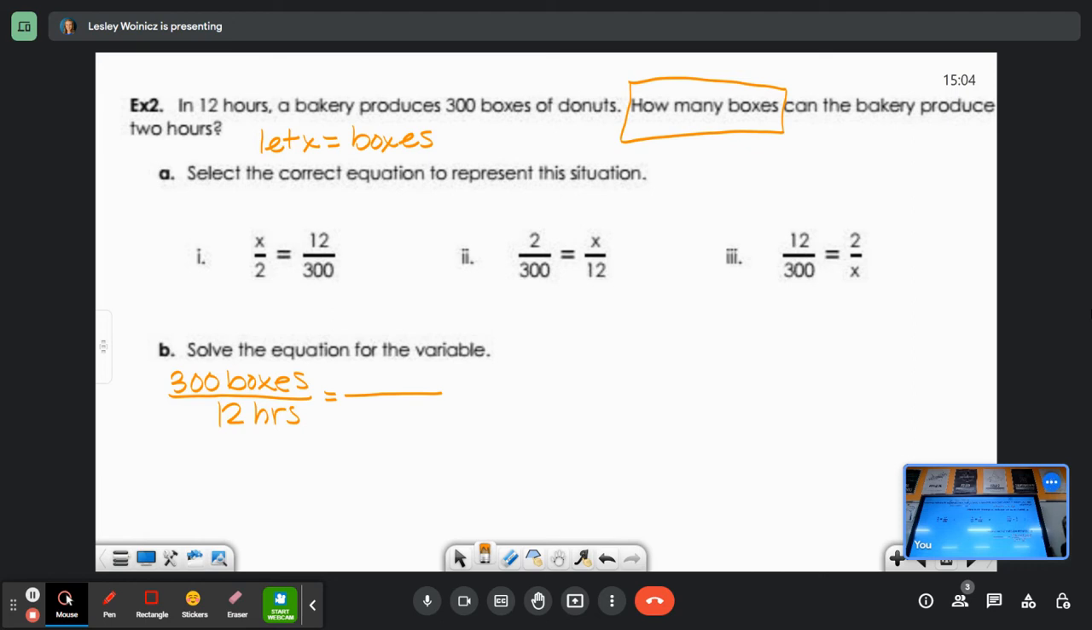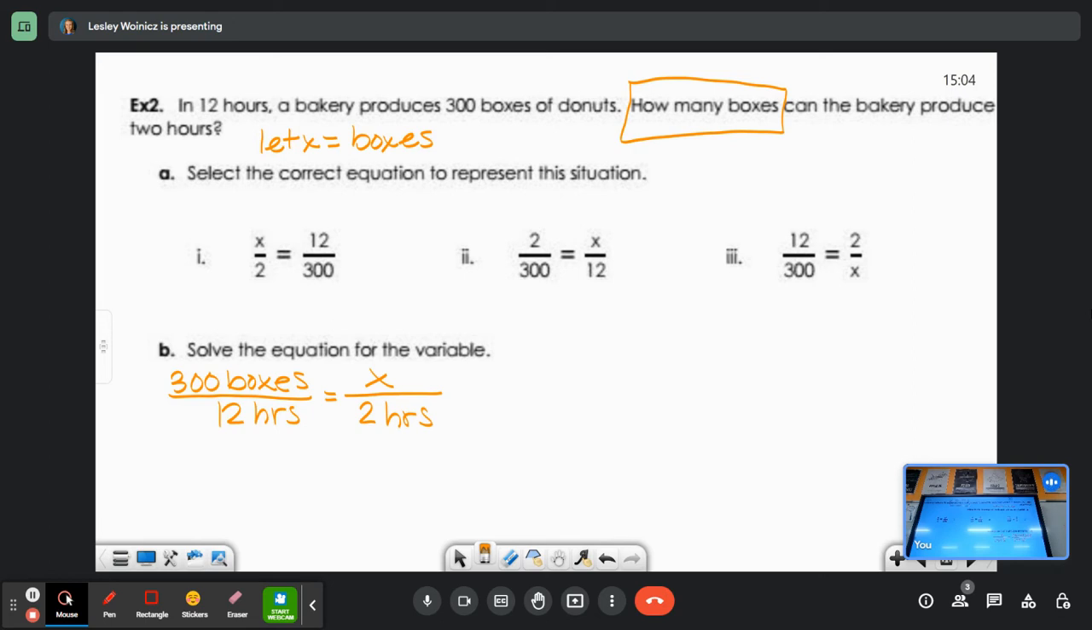Where do the hours go? You see they're in the bottom. So I have to put these in the bottom. And then the x, the boxes that we don't know, that goes on top in the numerator. Everybody okay with that? Is anyone freaked out that we don't see the right answer up there?